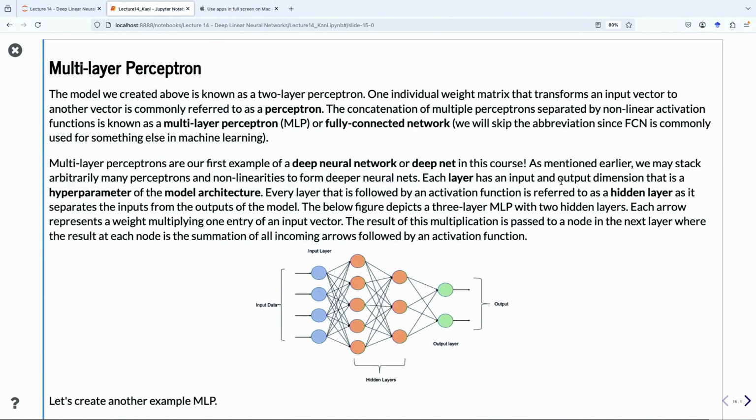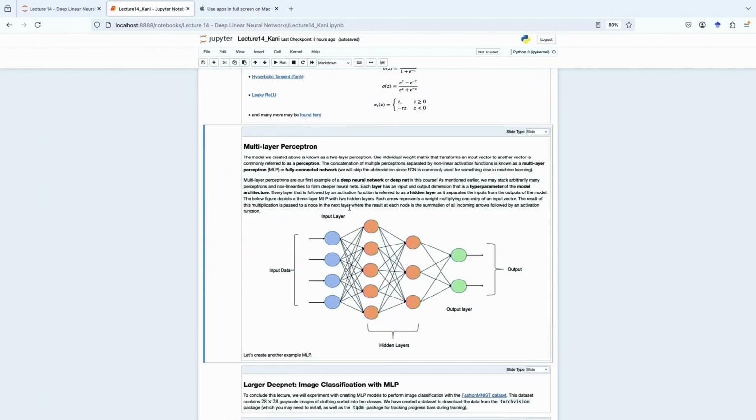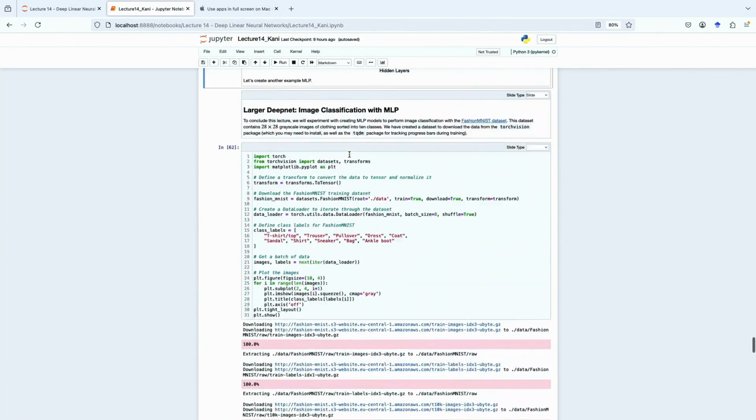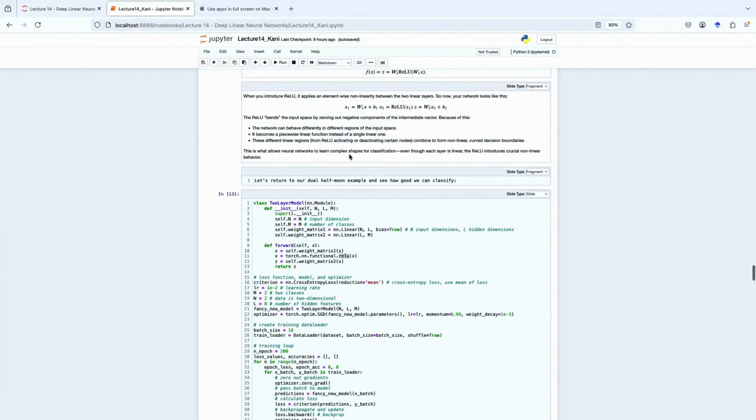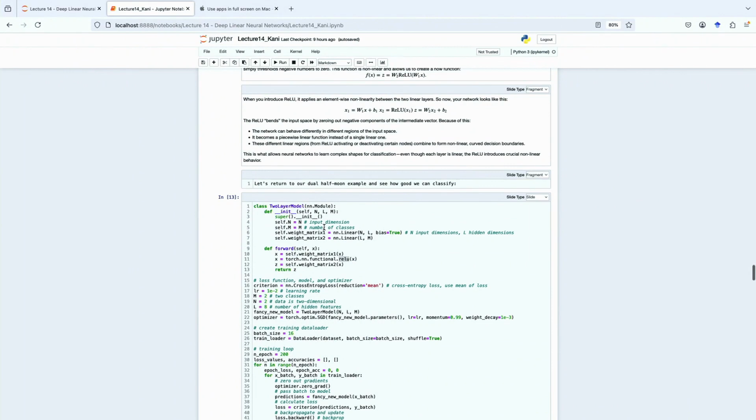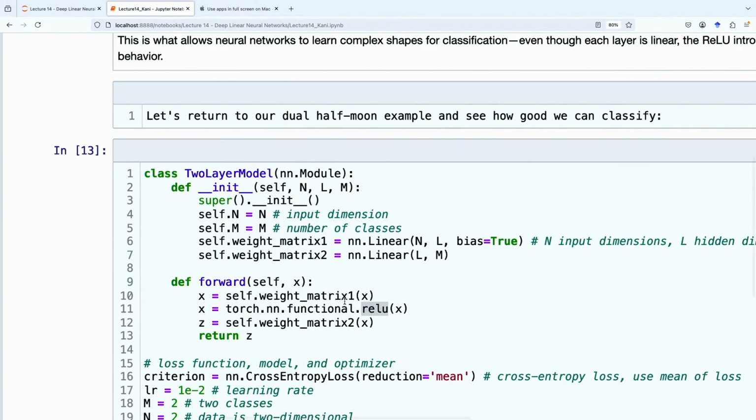Every layer has an input and output dimension that is a hyperparameter of the model architecture. And that's very important because, in the standard neural network models that you're going to see, the one thing you have to define is simply the size of your layers. You don't get to dynamically define the size of your layers after the fact.